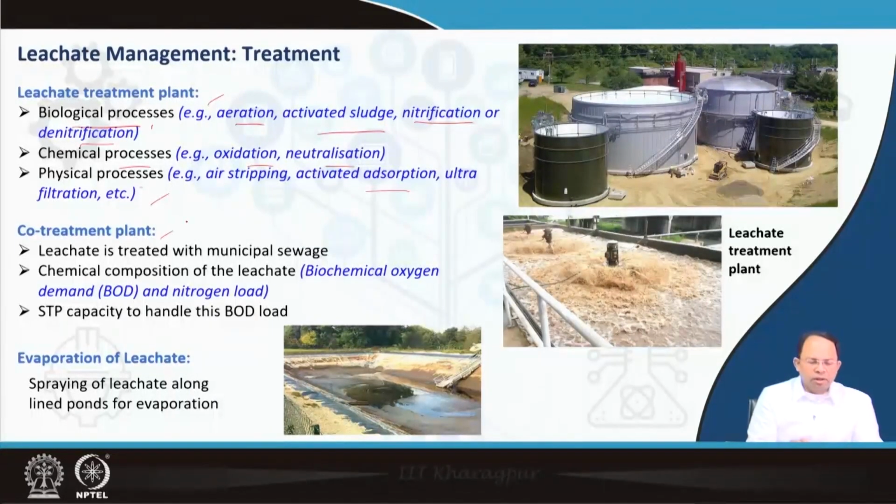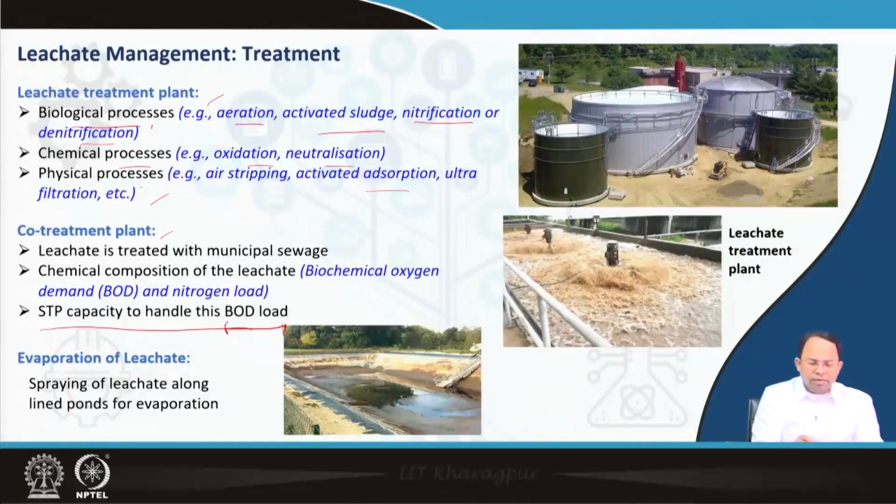Then co-treatment can also happen. That means instead of having an individual leachate treatment plant, we can use the existing sewage treatment plant to treat this kind of leachate. But the idea is the STP should have the capacity to handle this extra leachate, right? And this capacity is in the form of the BOD, or the biochemical oxygen demand or biological oxygen demand load, right?